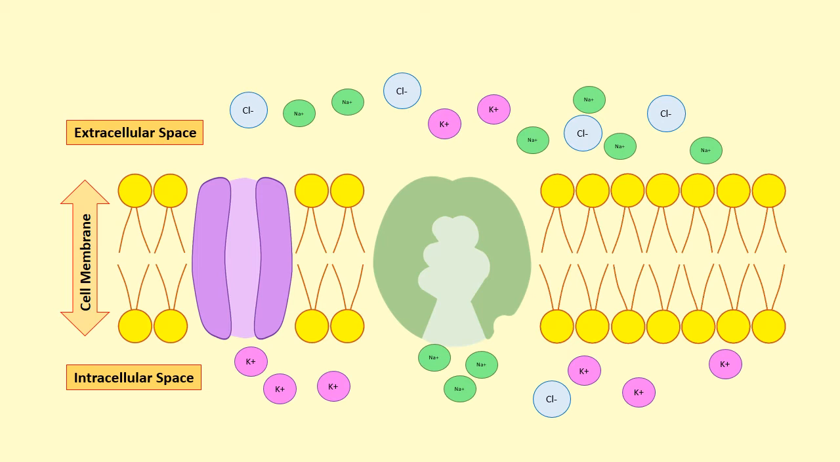Ions are charged particles, so they cannot cross the cell membrane's lipid bilayer. The passage of ions is done by transmembrane channel proteins and transporter proteins. The net movement of ions can make the cell membrane electrically charged.